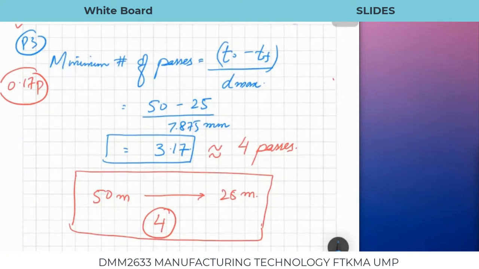Okay, so we will proceed to the next numerical now. So let's move to numerical number 2.